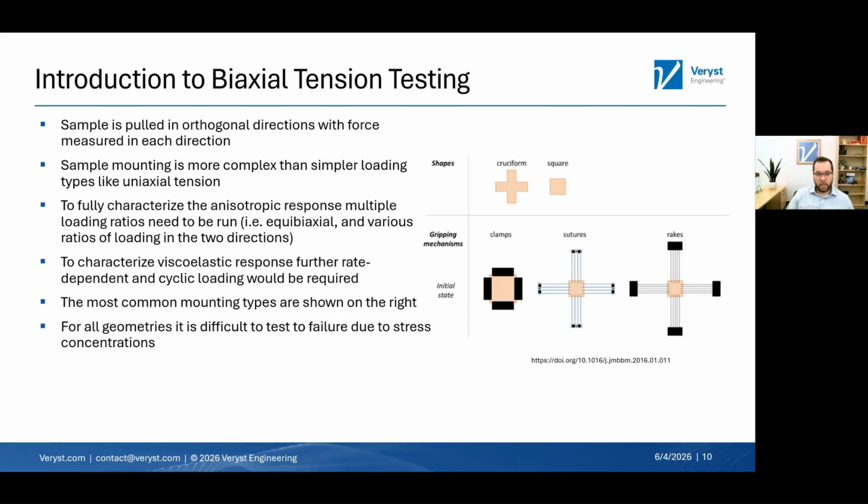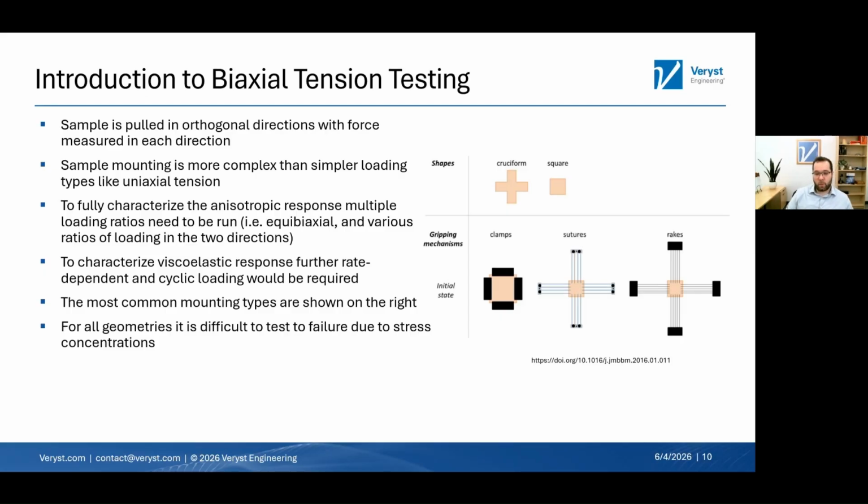To fully characterize the anisotropic response, multiple loading ratios need to be run. So preferably you need equibiaxial and at least two other loading ratios in each direction. So you'd need to run something like a 1 to 3 loading ratio in both directions at a minimum, preferably more than that, to really characterize your anisotropic response. To characterize viscoelastic response, further rate-dependent and cyclic loading will be required, as within uniaxial testing.